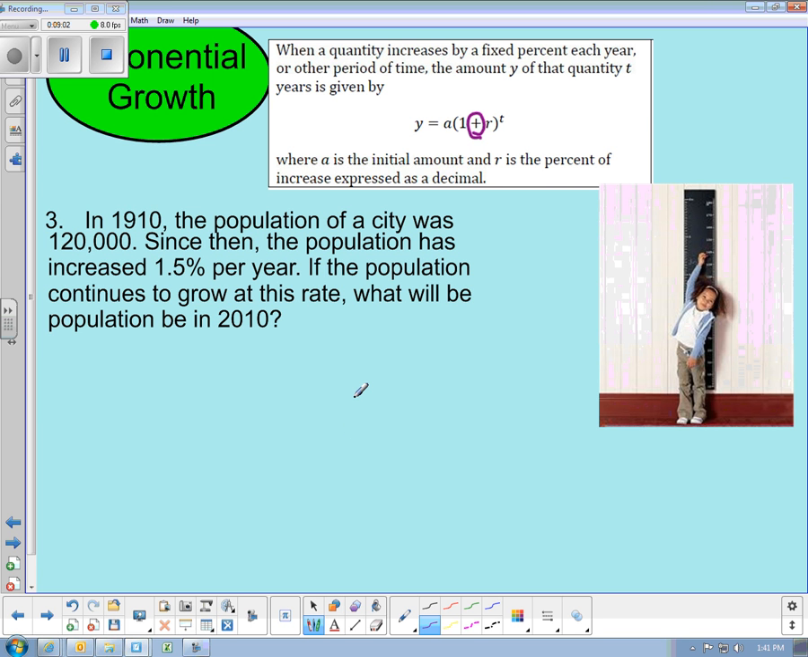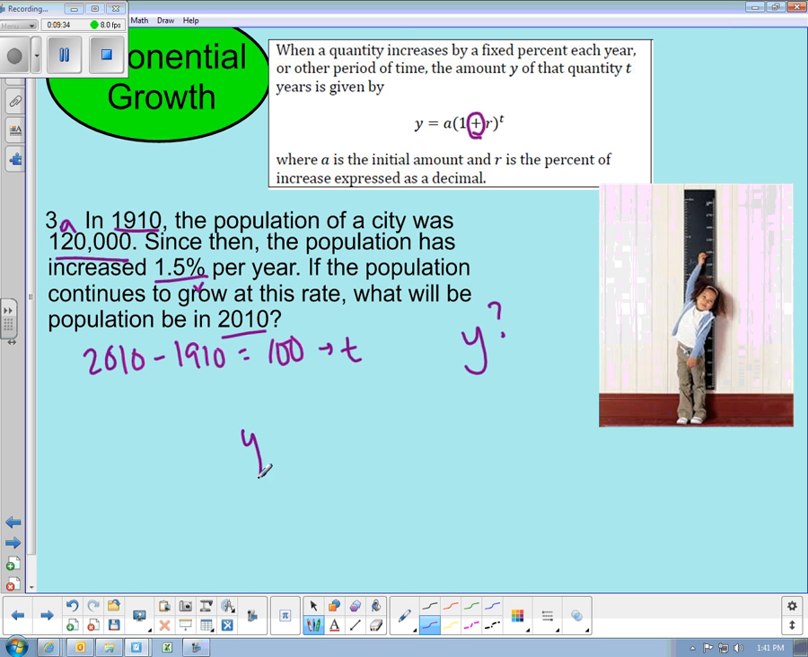So if I look at number 3, it says in 1910, the population of the city was 120,000. Since then, the population has increased 1.5% each year. The population continues to grow at this rate. What will be the population in 2010? So now I know the time because I know that 2010 minus 1910 is 100. So that is my t. I know the starting amount, that's my A. I know the growth rate, that's my R. And I'm trying to find Y.